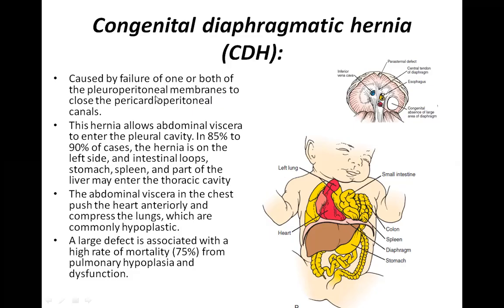Okay, sometimes there is failure of one or both of the pleuroperitoneal membranes to close the pleuropericardial canals, or you can say the pleuroperitoneal openings. So this hernia allows abdominal viscera to enter the pleural cavity. The pleuroperitoneal opening forms only a small part of the central tendon of the diaphragm and lies on the posterior side, so we also call it posterolateral hernia, or Bochdalek's hernia.